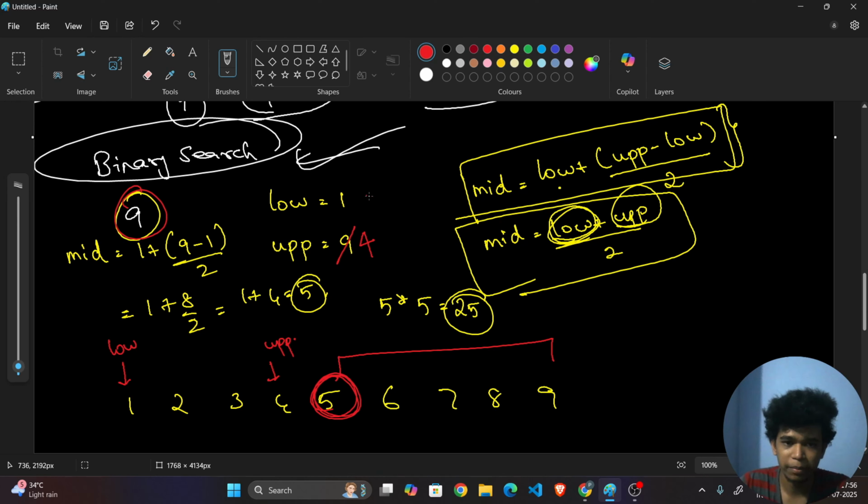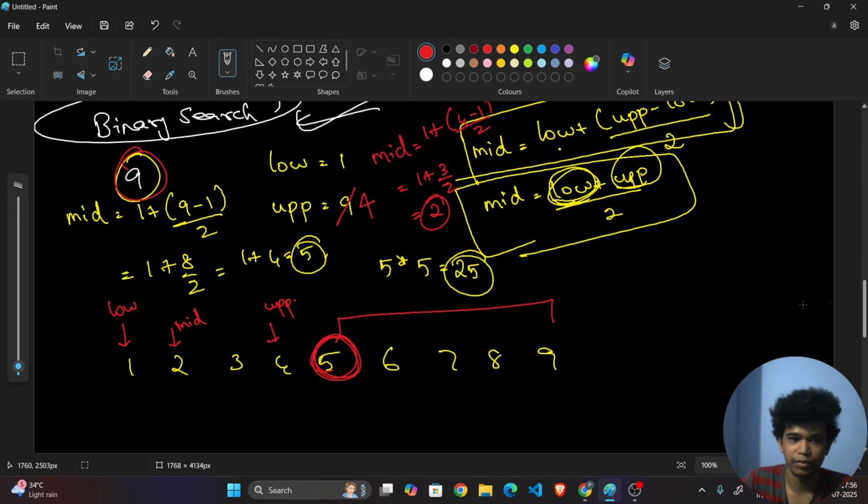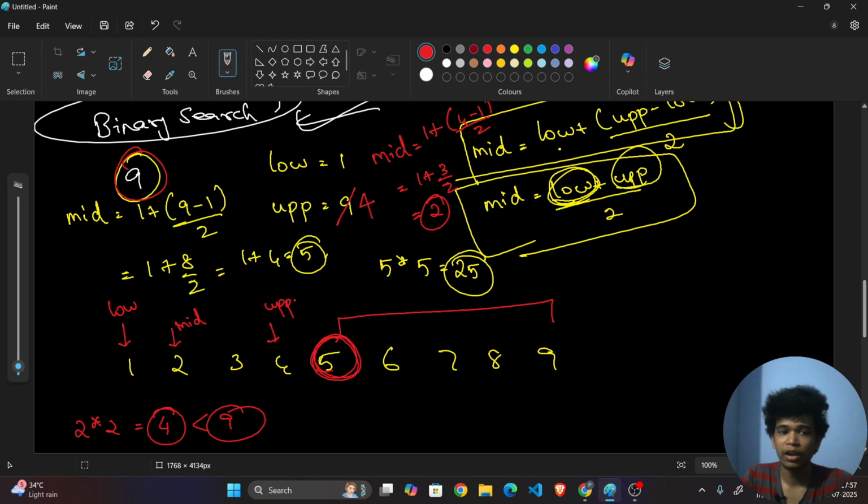Now what is going to be my mid? Now my mid will be 1 plus 4 minus 1 divided by 2, which is equal to 1 plus 3 by 2, which is equal to 2. Yes. So this is going to be my mid. Now check whether 2 into 2 is equal to 9. No, it is equal to 4. So 4 is less than 9. So which pointer should I move? I should be moving my lower pointer to mid plus 1. Hope you understand this. Can you understand this? Which means my lower pointer will be updated as what?